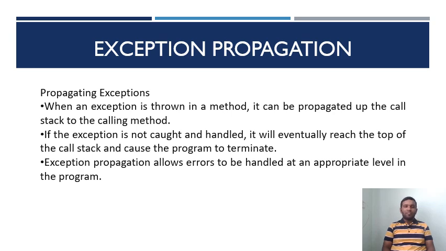This is about the slide. When an exception is thrown in a method, it can be propagated up the call stack to the calling method. If the exception is not caught and handled, it will eventually reach the top of the call stack and cause the program to terminate. Exception propagation allows errors to be handled at an appropriate level in the program. This is exception propagation. Let us now move on to the next slide.